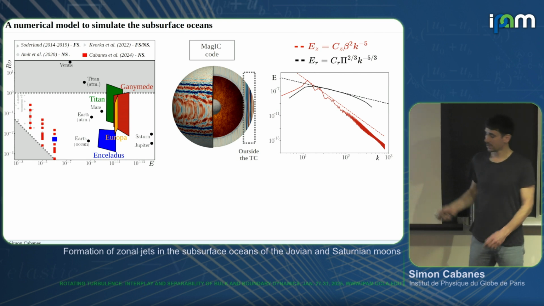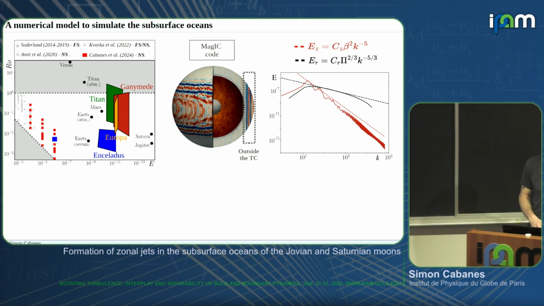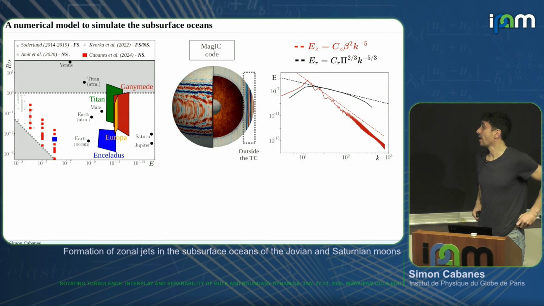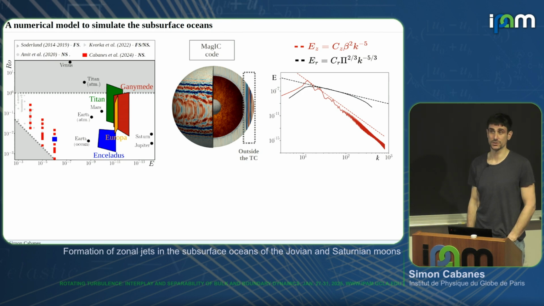So let's have a look at the kinetic energy prediction. Here correspond our kinetic energy spectra, and we have very accurate predictions of the zonal and residual kinetic energy thanks to this zonosphere scaling.